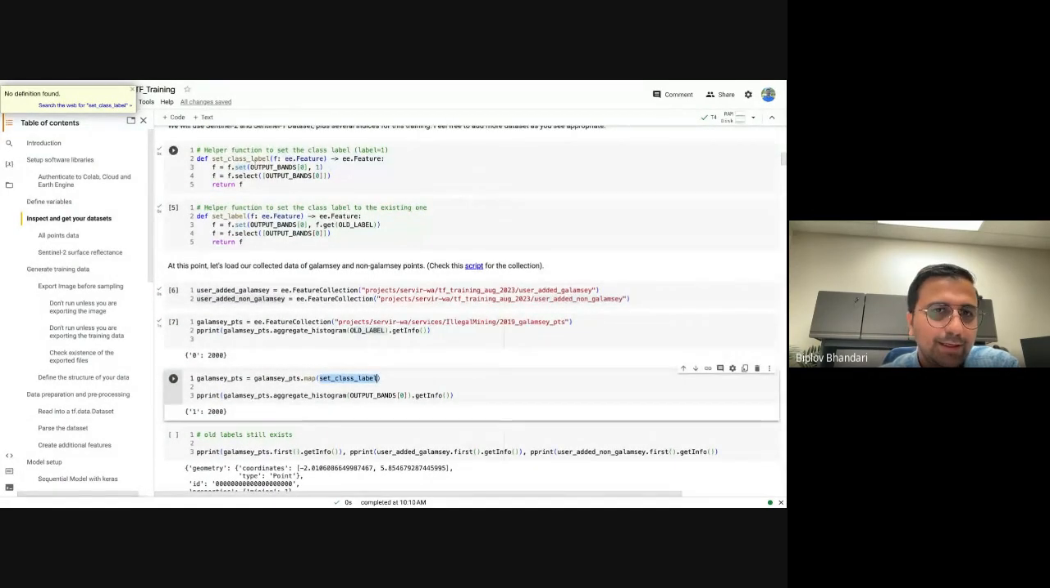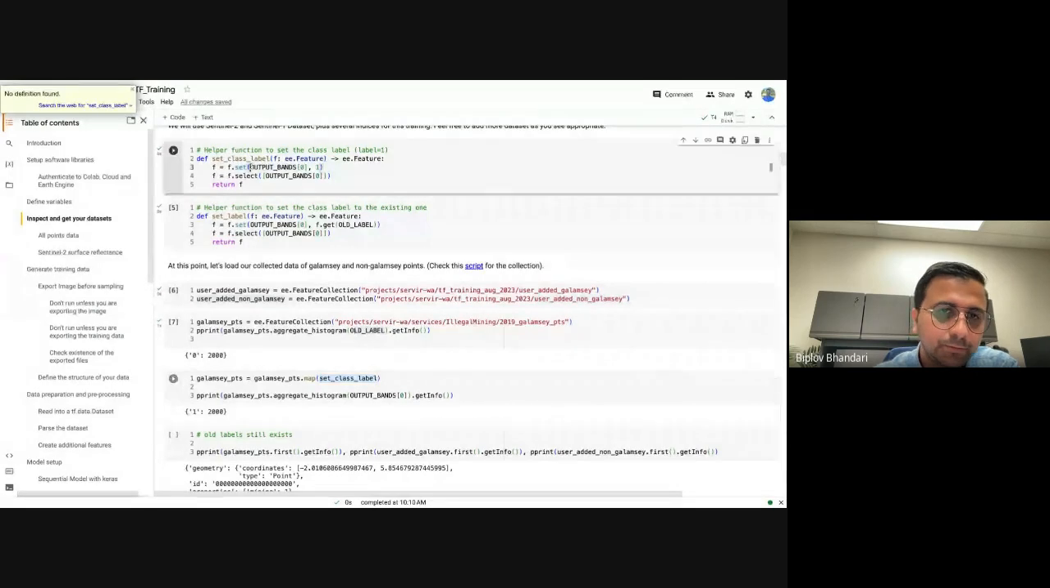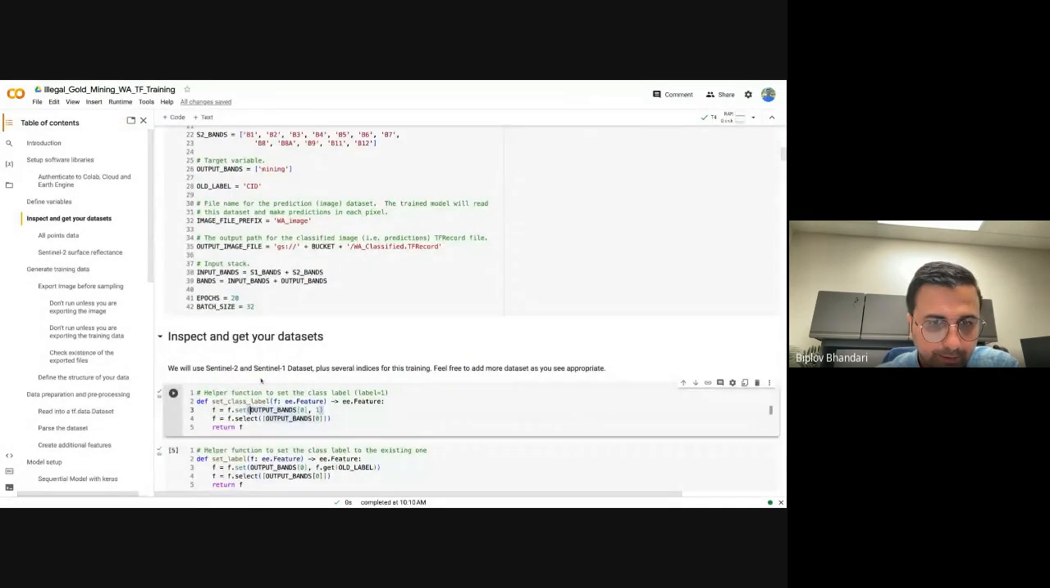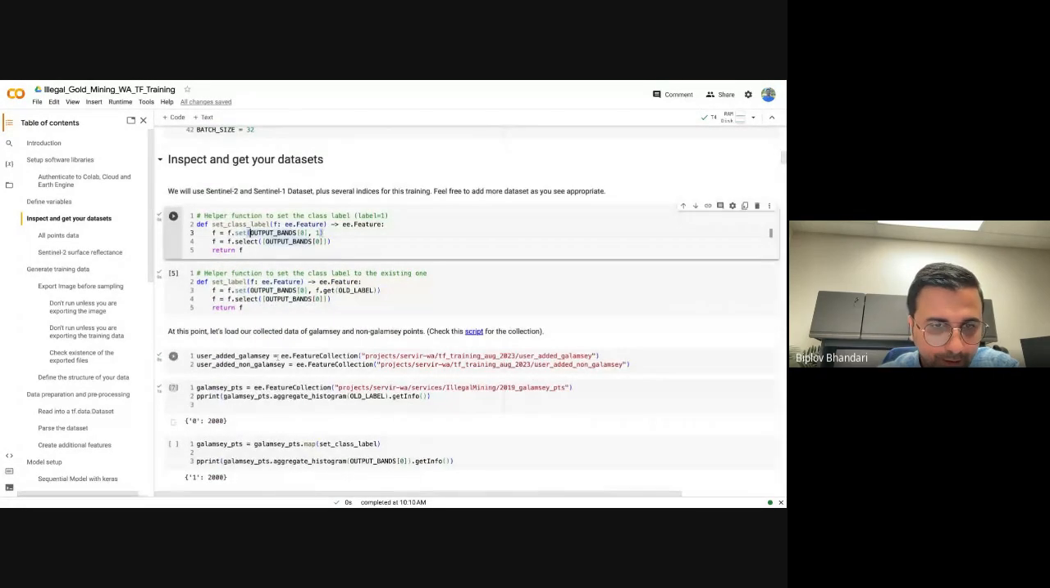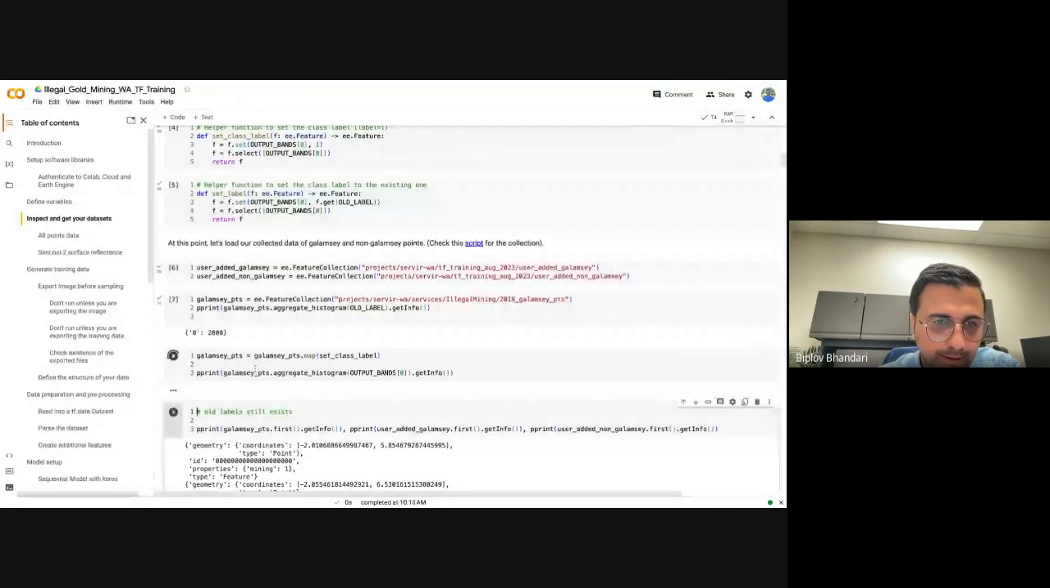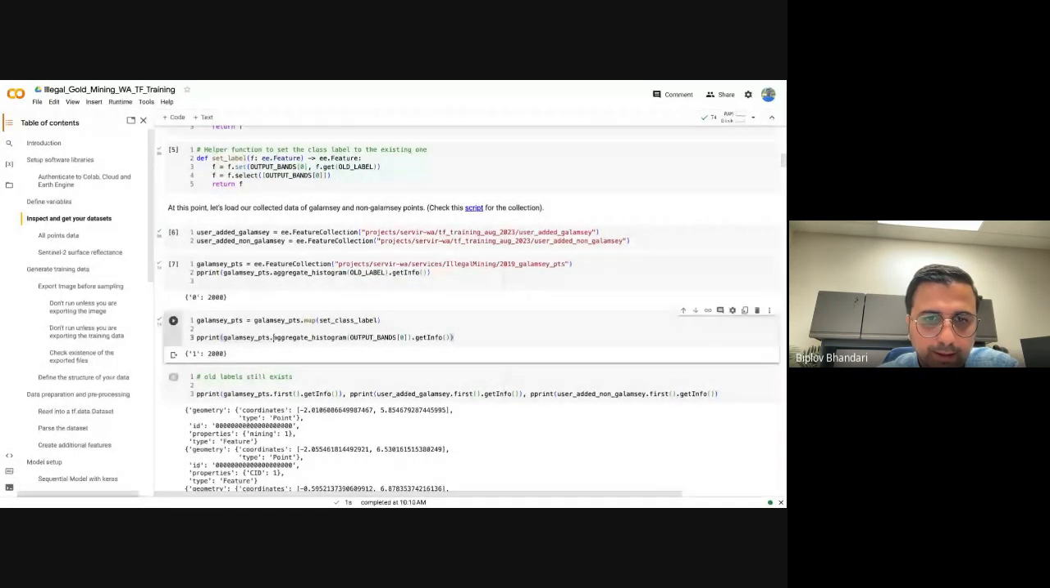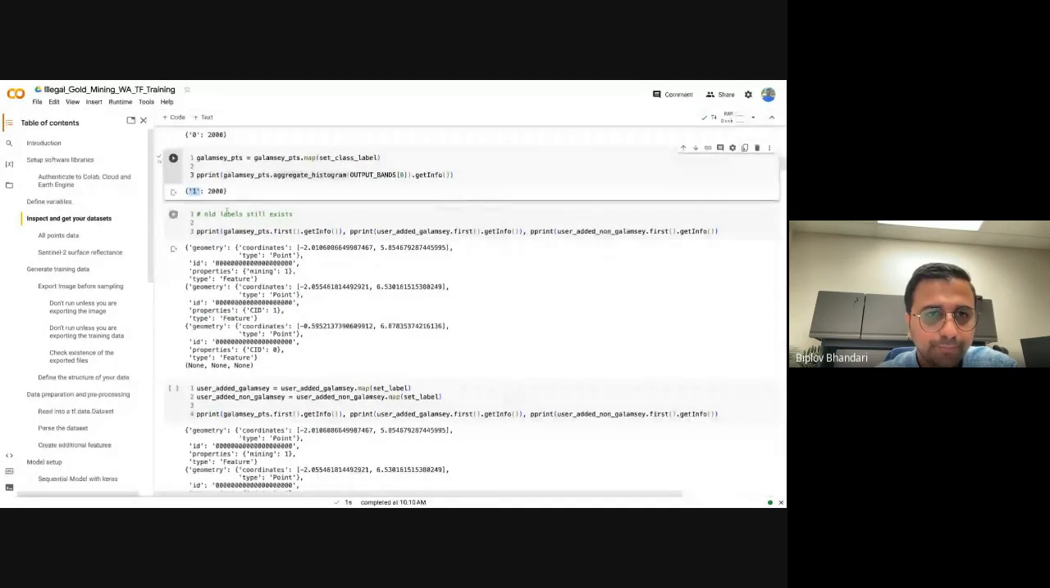And so at the set class level, we have the output band here, which is mining. So it assigns a new label called mining and puts the value of 1. When you run this and again aggregate it over the histogram, you see all those 2000 points now have a label of 1 instead of 0.